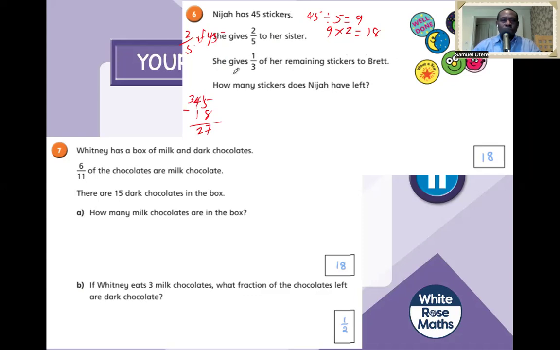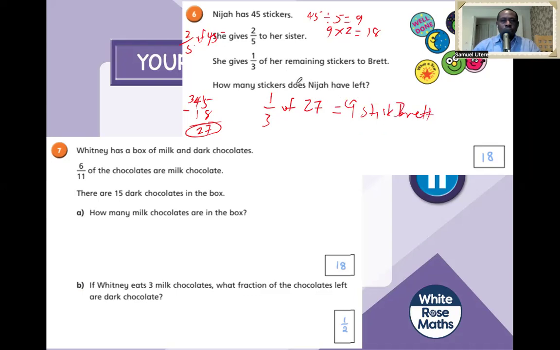Of these 27 stickers, read the question carefully. It says she gives 1/3 of her remaining stickers to Brett. So we need to do 1/3 of 27. Of course, by now you know how this works. We do 27 divided by 3, which is 9. 9 times 1 is 9. So she gave 9 stickers to Brett.